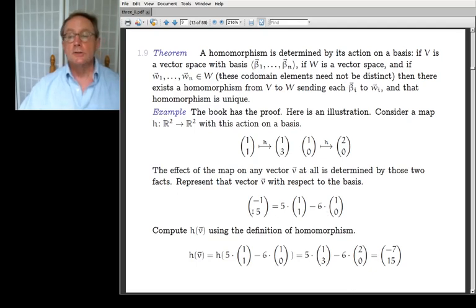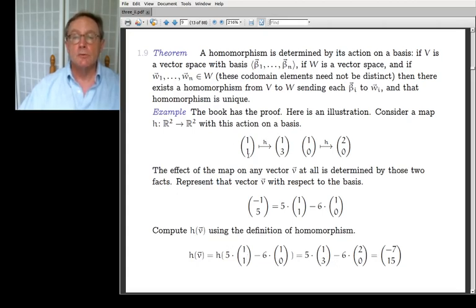And now I just use the definition of homomorphism to compute where h maps (-1, 5). So here we go. h of v is (-1, 5). The definition of homomorphism says you can expand the (-1, 5) as a combination of basis vectors, so I did. And then I know that this will be 5 times h of (1, 1) minus 6 times h of (1, 0). So to get from here to here, this is 5 times h of (1, 1).